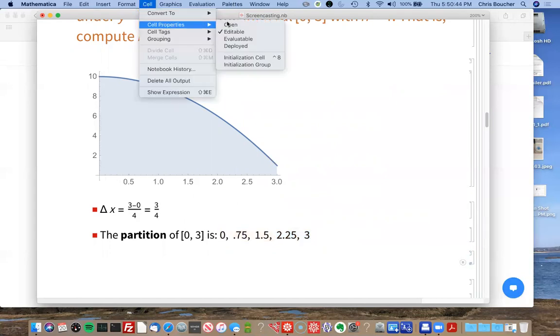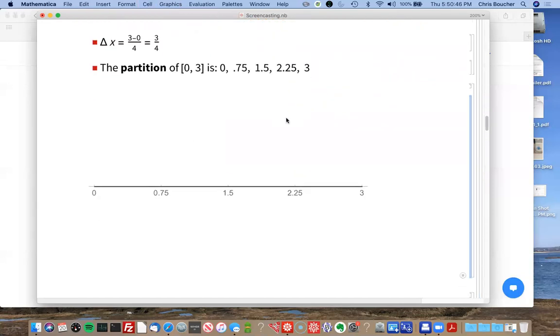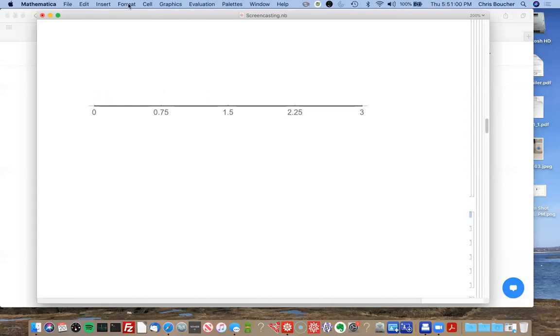So here is a little visual of what that looks like. Here's the interval from 0 to 3, and here are my partition points marked on the interval. And you can see that they divide the interval into 4 equal pieces, and each piece is 3/4 of a unit wide.